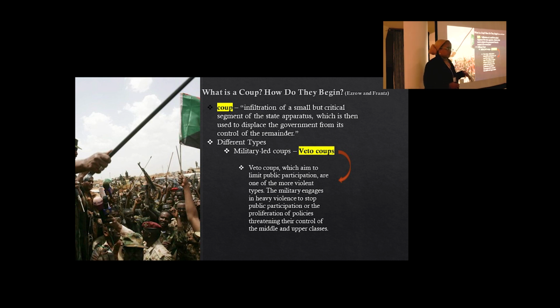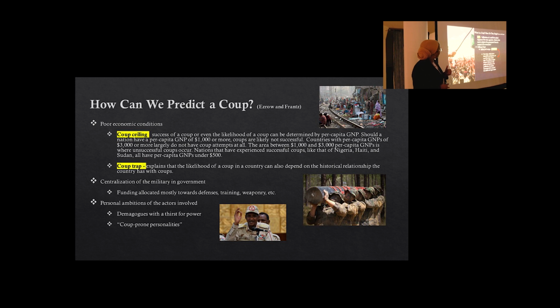There are different types of coups. We all know the Bolshevik Revolution was a people's uprising, but the coups that Sudan has had are military-led coups, and they have 2 important goals: to limit the public participation of the upper and middle class, and to control the government away from the previous institutions that were present. So we've had several veto coups throughout our history. So what are the symptoms of a coup? We're going to diagnose destabilization together.